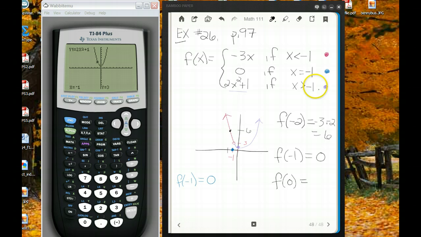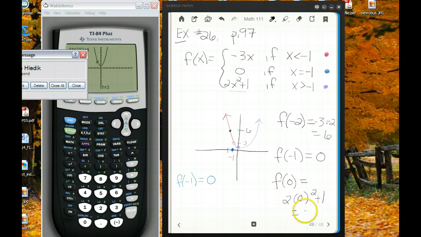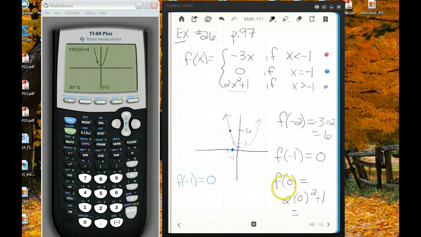Well, 0 is in this interval of being bigger than -1, so we should use the parabola as the rule to calculate the output of the function. So we do 2 times 0 squared plus 1. This is 0, plus 1, which is 1. So that means that's that dot right there, the y-intercept. Okay, we'll talk more about piecewise defined functions in class together tomorrow.